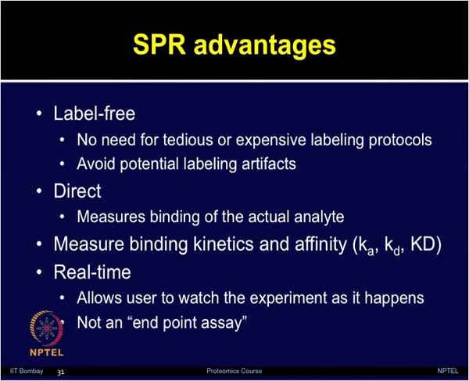It gives information in real time and allows the user to watch the experiment and change the experimental conditions as and when they want to make some changes. So, this is not an endpoint assay unlike the label based detection methods. And finally, and most importantly, it gives you the measure of binding kinetics and affinity. So, it gives you Ka, Kd and capital KD, on rate, off rate and dissociation constant.